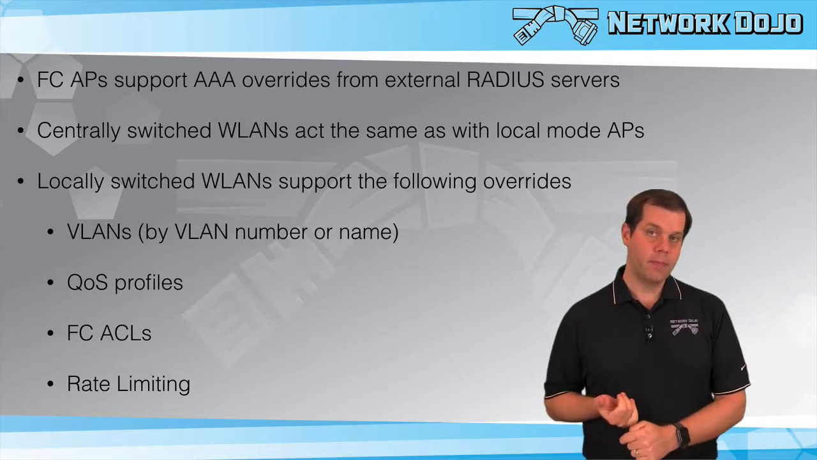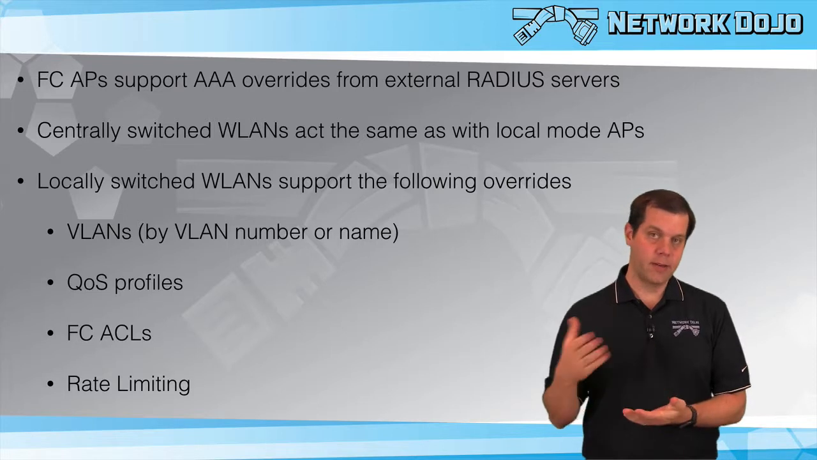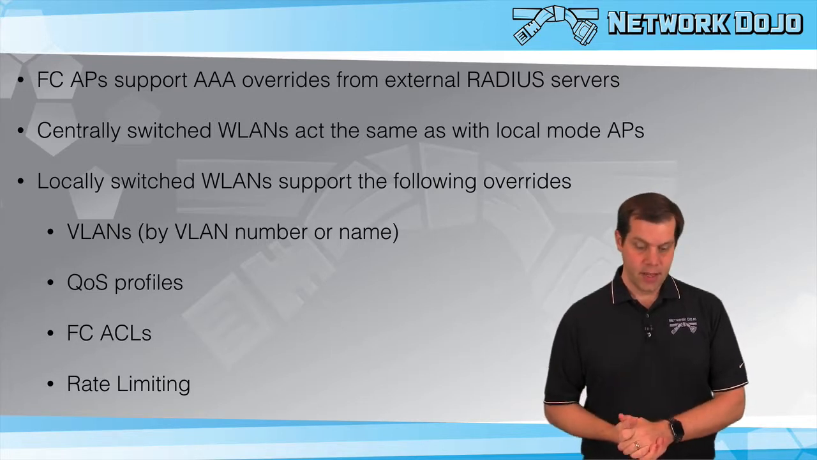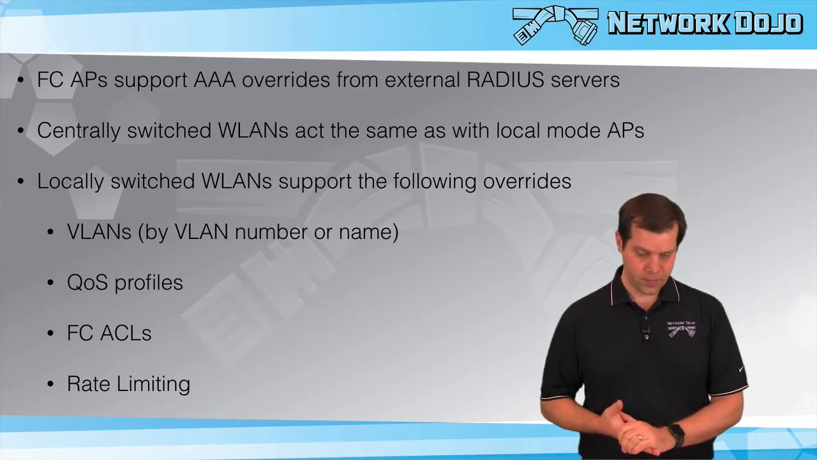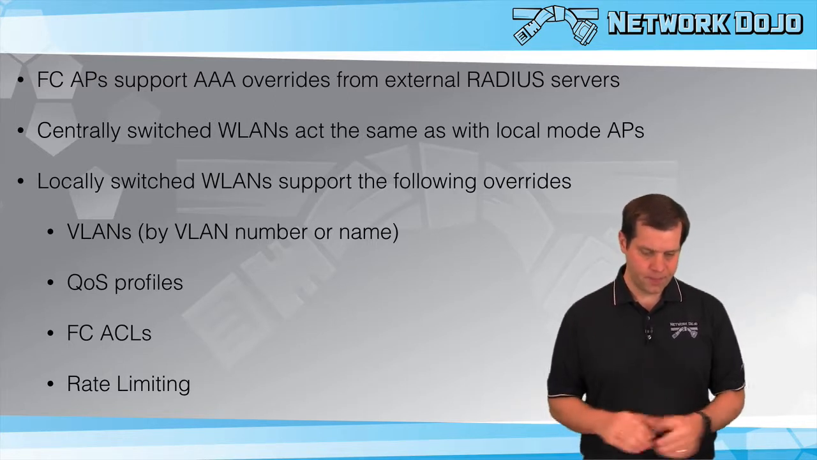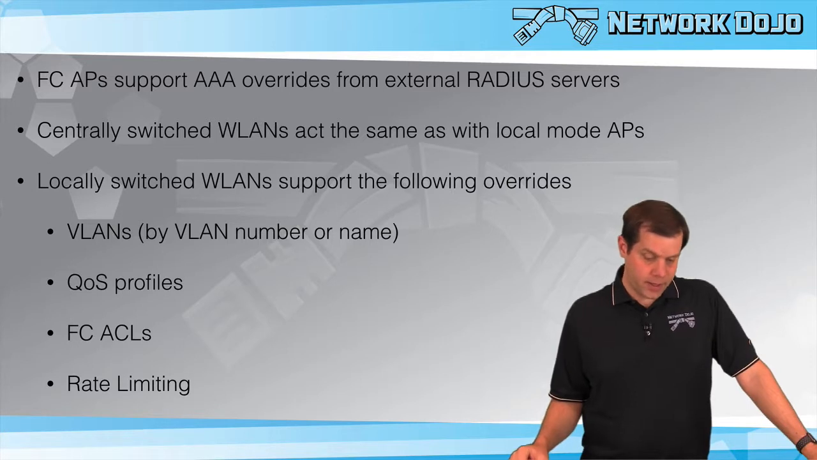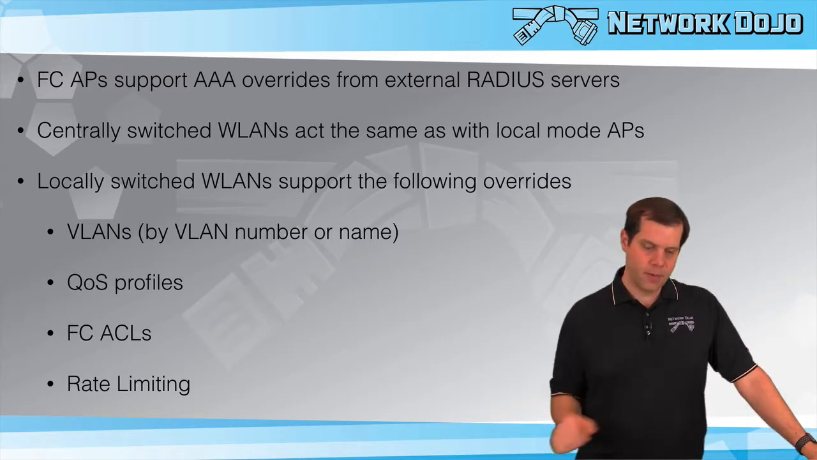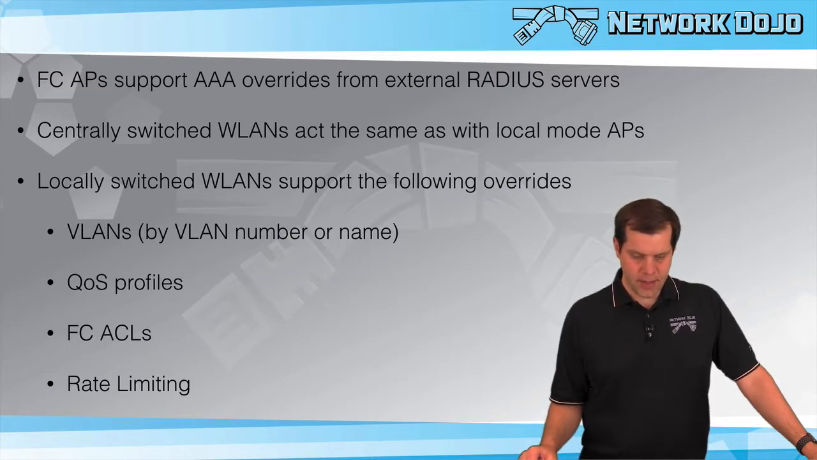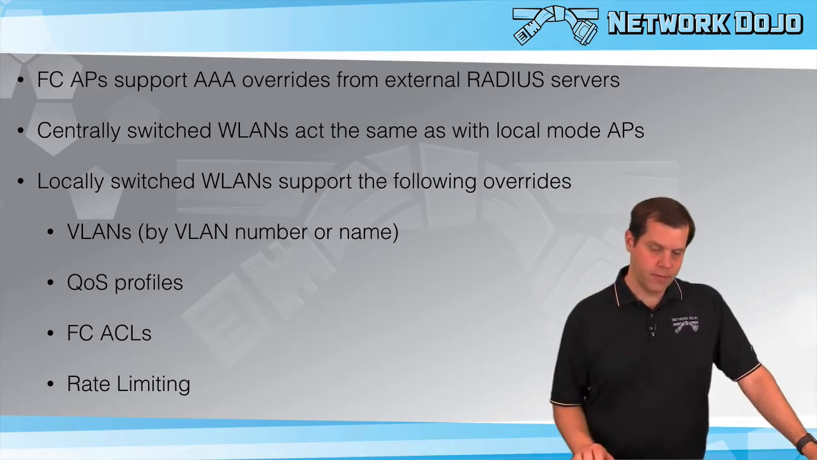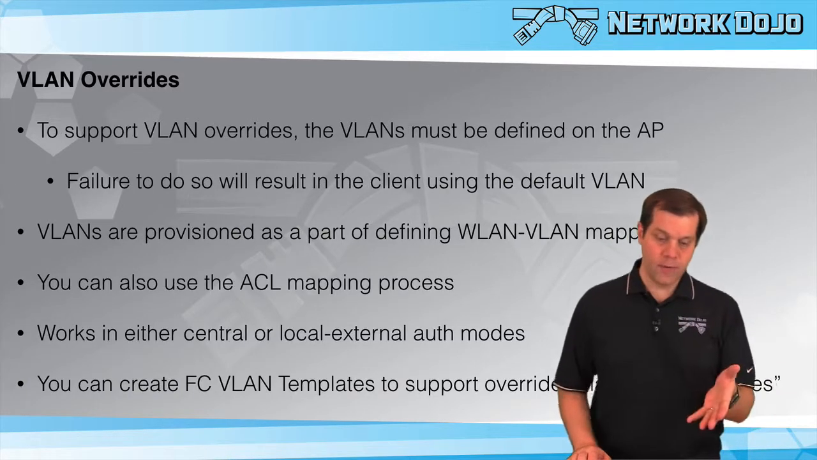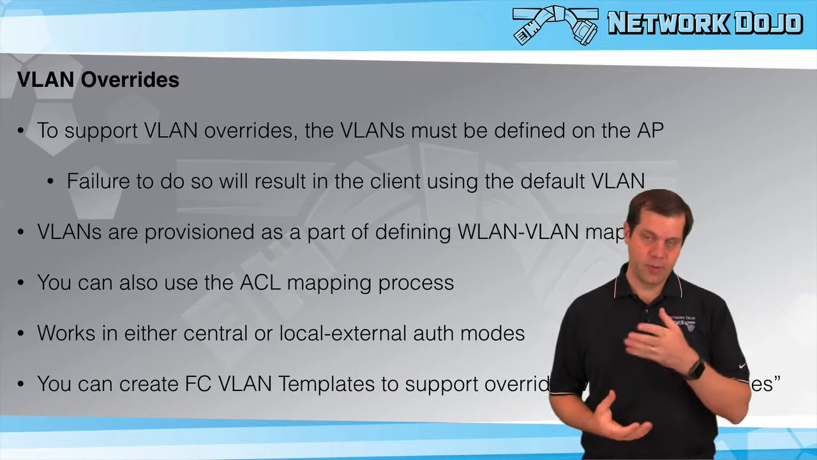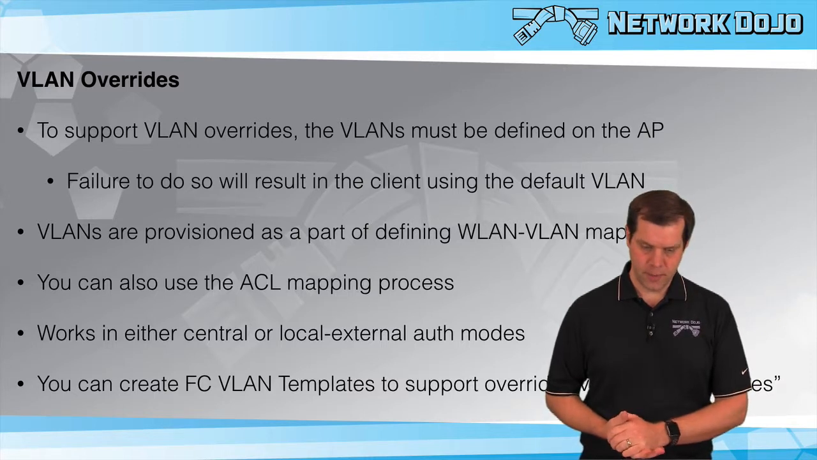We can do VLAN overrides, so send specific clients to specific VLANs, either by VLAN number or through the name, which is new in this version of the lab's code. We can also assign QoS profiles to the clients, FlexConnect ACLs, and rate limiting. All of these are possible for locally switched WLANs. And for centrally switched WLANs, the world's your oyster pretty much. But we're going to focus primarily on VLAN overrides and then subsequently VLAN-based central switching here.